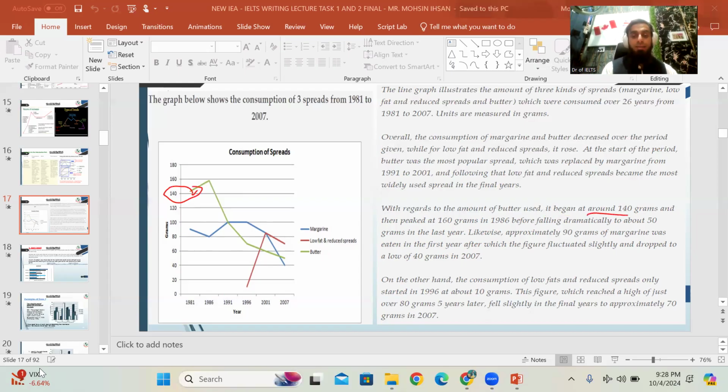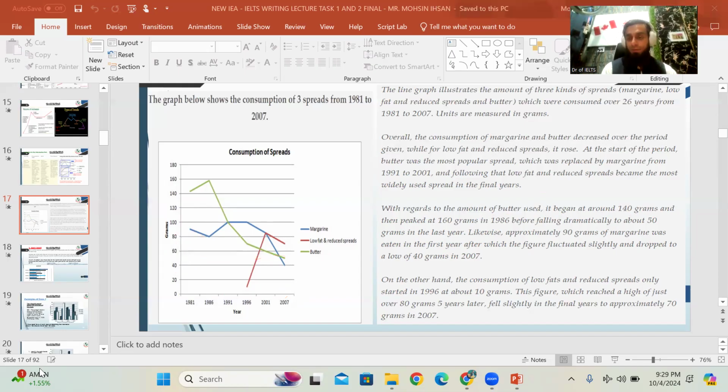You can just write it. And then tick to 160 gram. Kahan gaya? 160. And then suddenly dramatically it dropped till 50, 60 or 40 gram. Okay. And it hit 160 gram in 1986. 1986 mein ye jo 60 gram tak pahunch gaye. After that, before falling dramatically, suddenly to about 50 grams in the last year. Aur last year ke 2007, like last year tak, it was reduced, it was declined, it was decreased, and how much? Approximately 50, right? 50 grams tak iske istemal kam ho gaya.